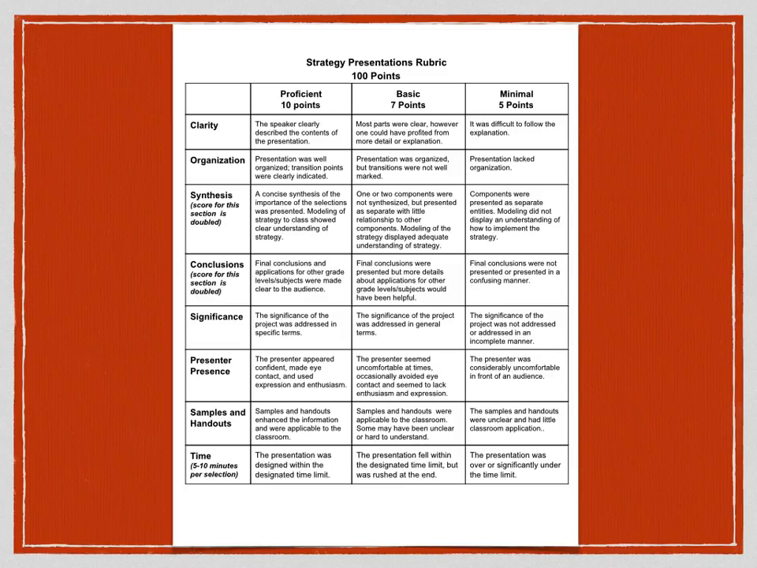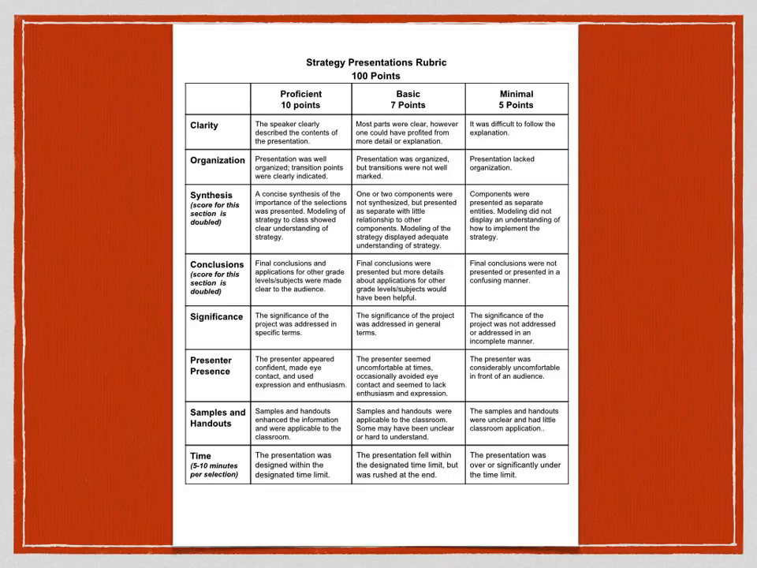So we're looking at clarity. Did you speak clearly? Did you come across so that we could all understand you? Organization. Did you have a nice flow to your presentation? Synthesis, conclusions. So that's all about the modeling of the strategy, explaining it to us. The significance, why that strategy is important. Your presence: did you have a good presence? Were you making eye contact?